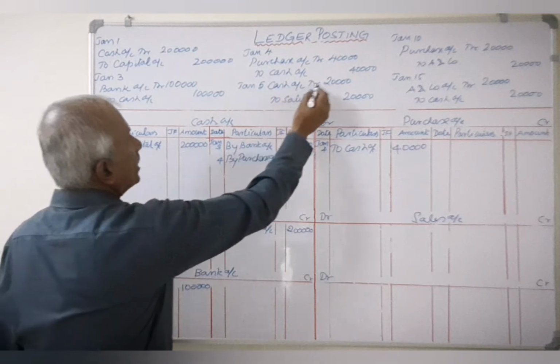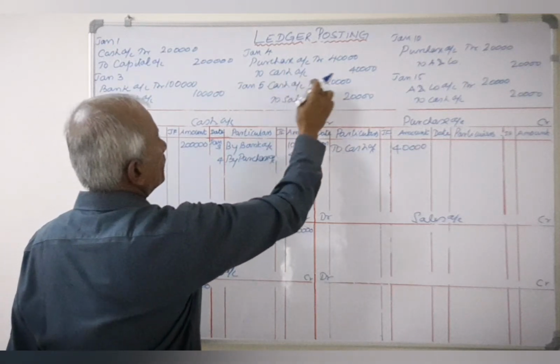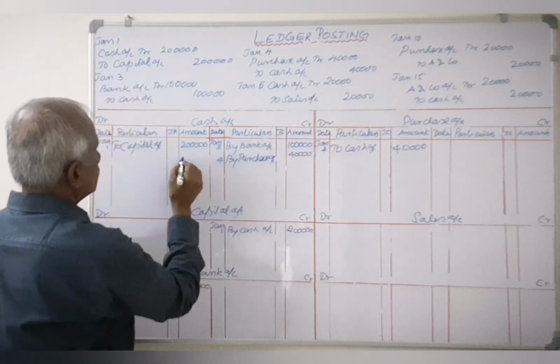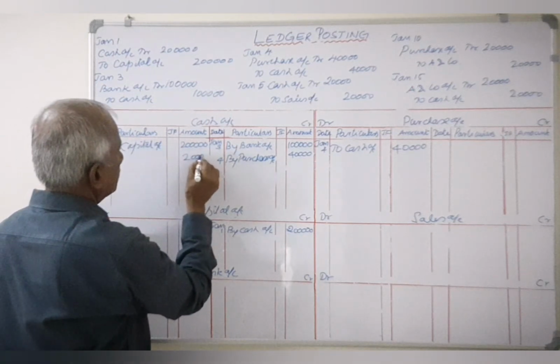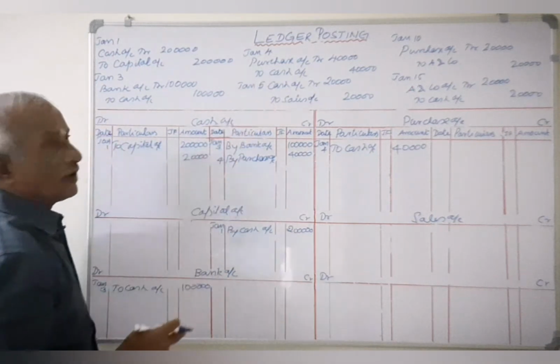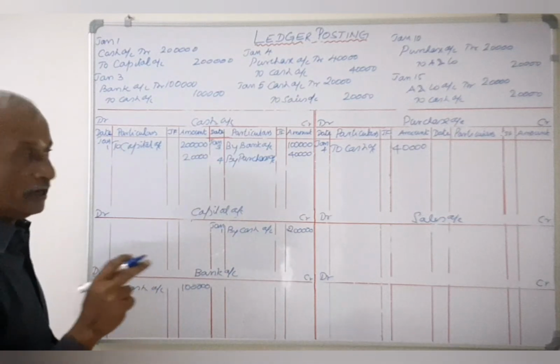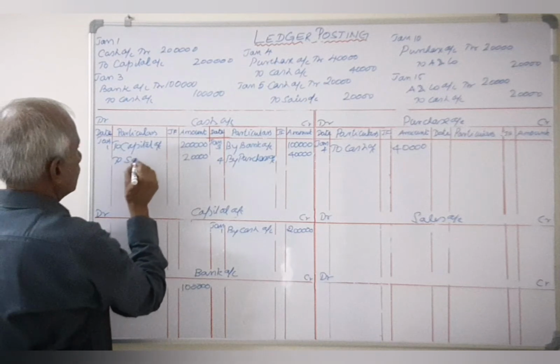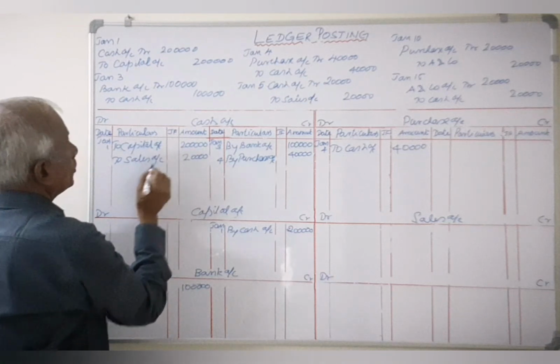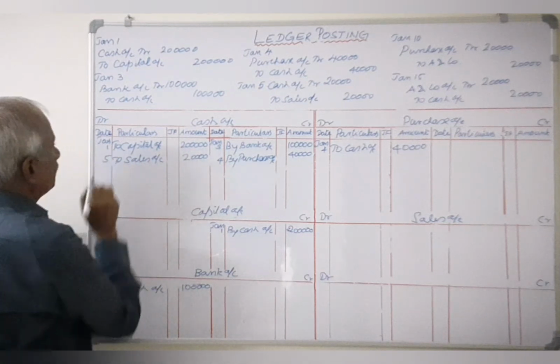Now cash account debtor 20,000. So on the debit side of the cash account 20,000. So this is cash account, this is debit side. So 20,000. Against it you have to write name of the account credited in the journal, that is sales. So to sales account. Now let us record the date 5th.